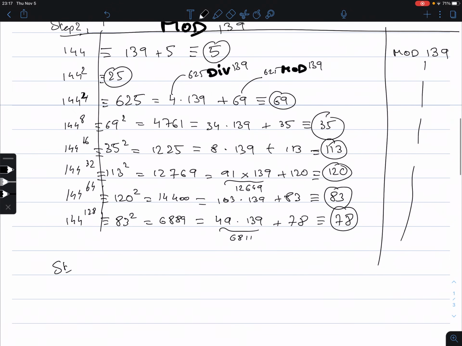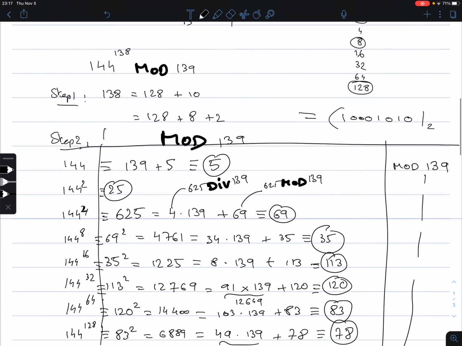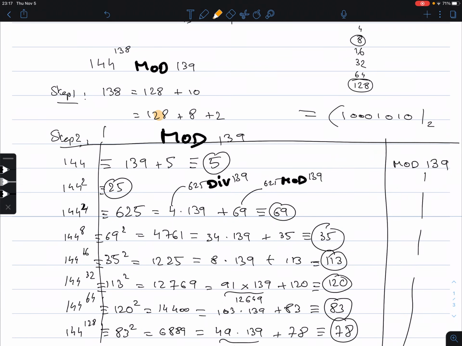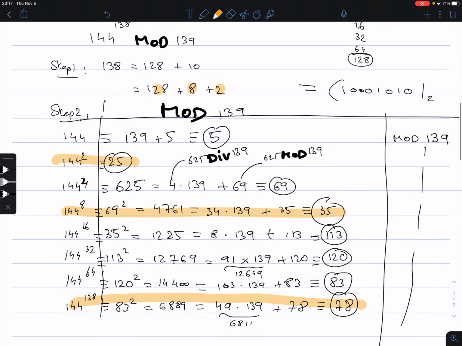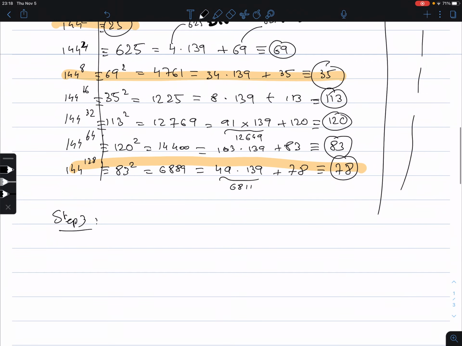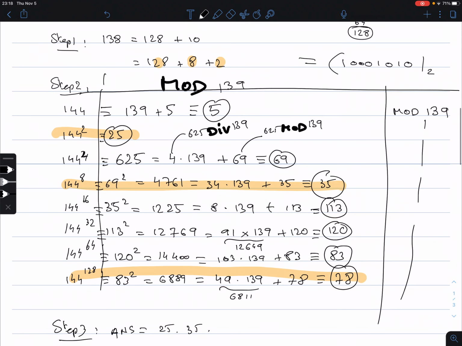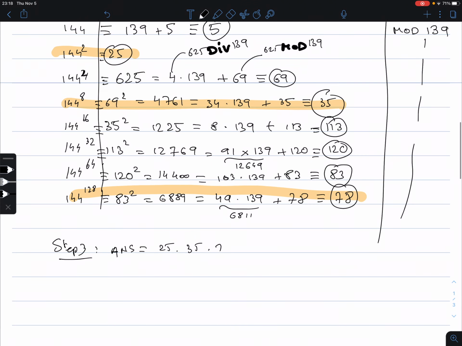And so step 3 now, this is where I put everything together. I'm looking here for these powers. So the second power, the 8th power, and the 128th power. These are the 3 numbers that I now have to multiply. So the answer is 25 times 35 times 78. Okay, and this I have to calculate again, modulo 139. And you could multiply it all together, but let's really follow the algorithm.